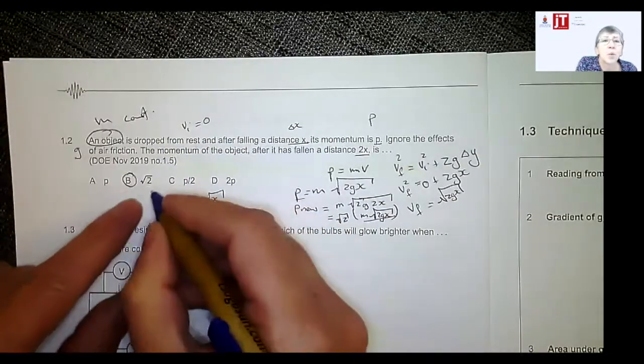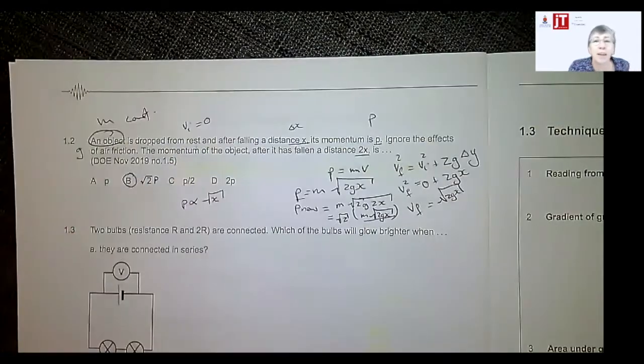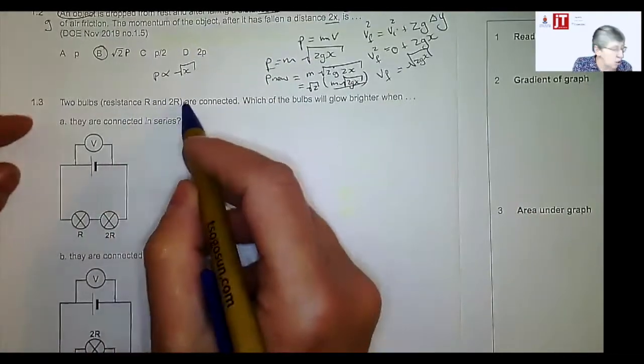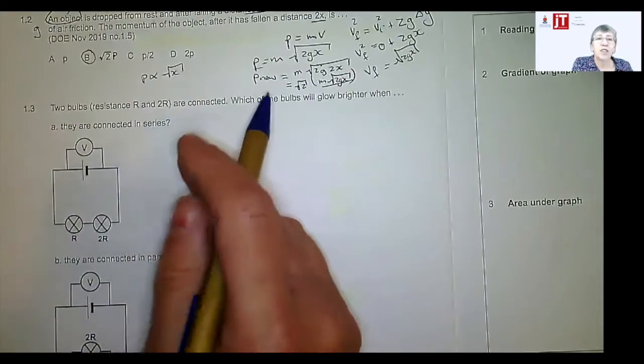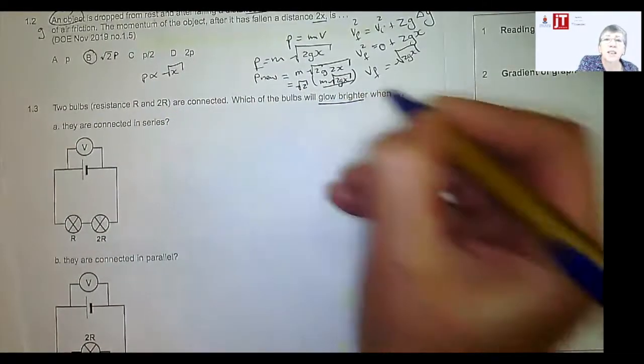Now, what happened to the P? The P should be somewhere there. Okay, right, next one. 2 bulbs, R and 2R. Now, this is a very interesting question. They're asking you which bulb will glow brighter.